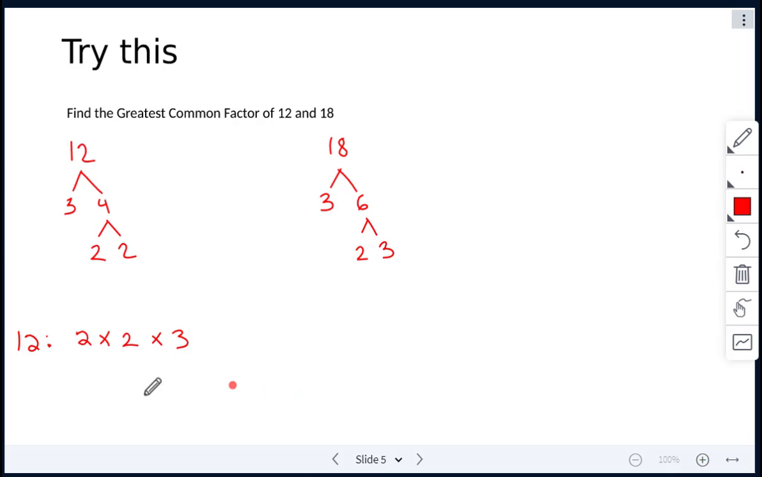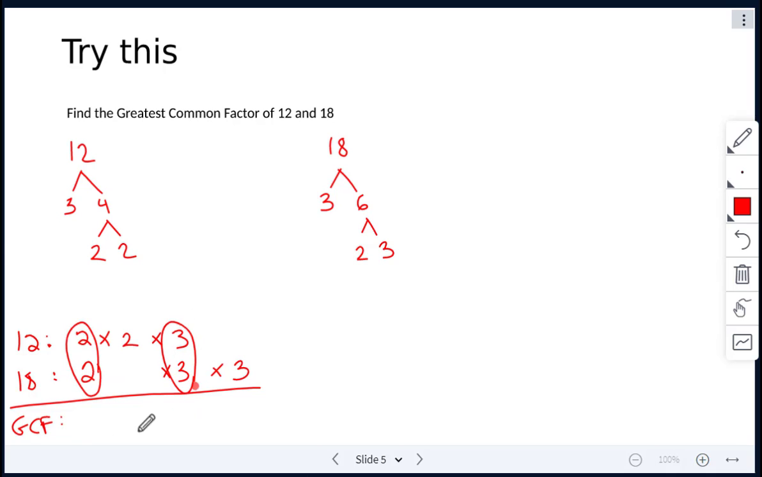All right, so just listing it underneath here, right underneath the same ones. So I can put here the 2 times a 3, and then another times 3. So our greatest common factor is what's common between both. So 2 and the 3. So 2 times 3, which is 6.